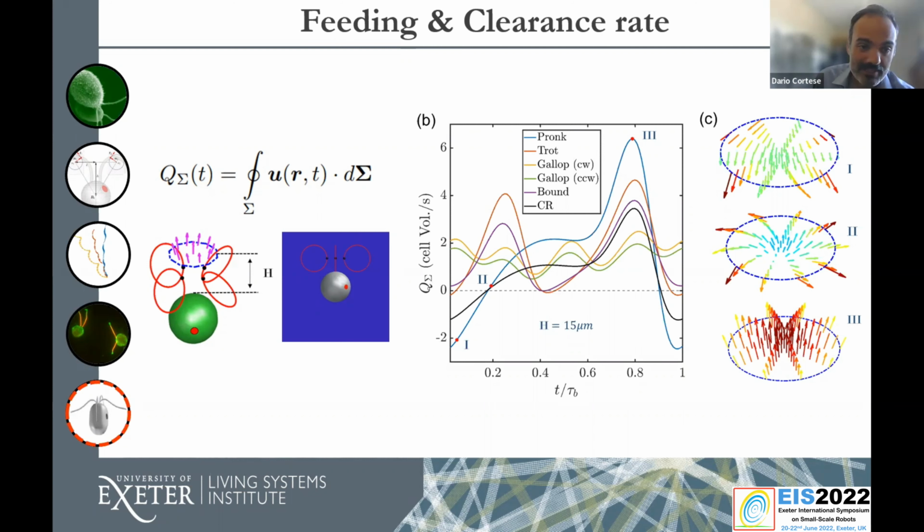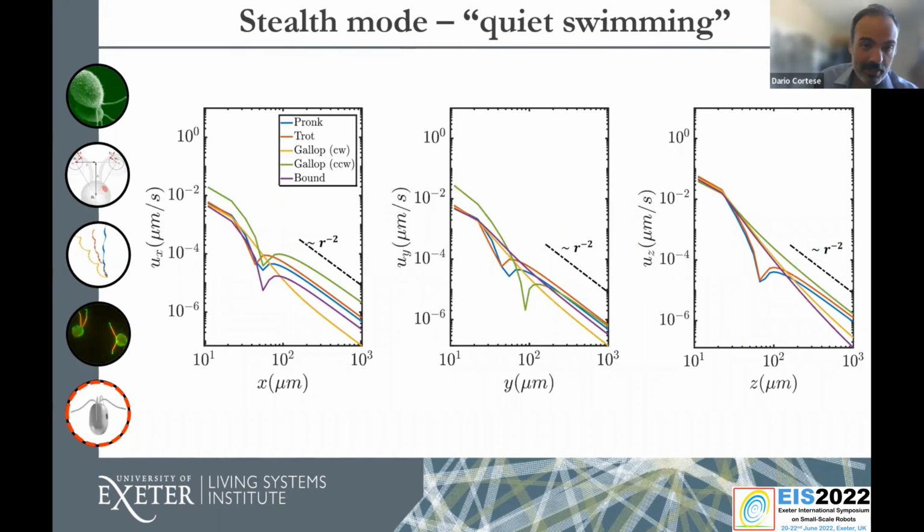And finally, some gaits, like the gallop, clockwise gallop, and the bound gait, have got the advantage of disturbing the flow far away from the cell a lot less than the others. So this could be used for stealth mode swimming or quiet swimming, which can be used for predation or to avoid predators in the opposite case scenario.